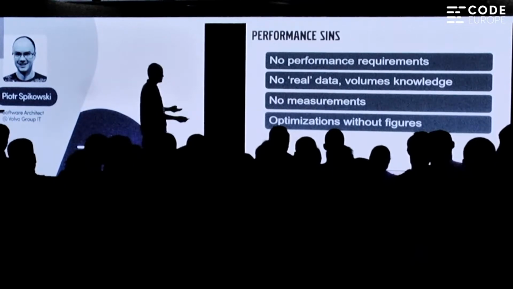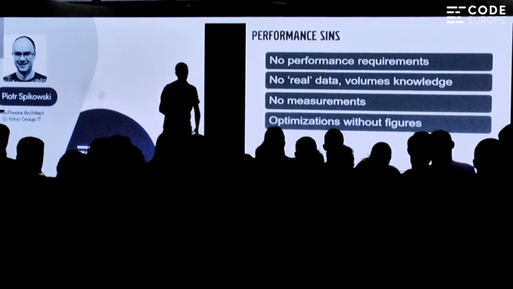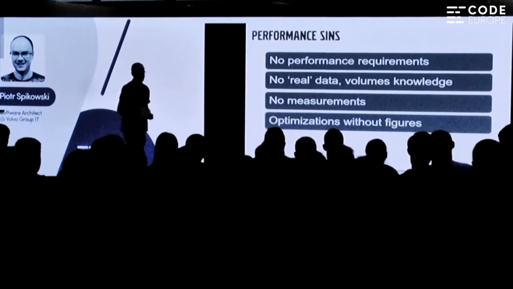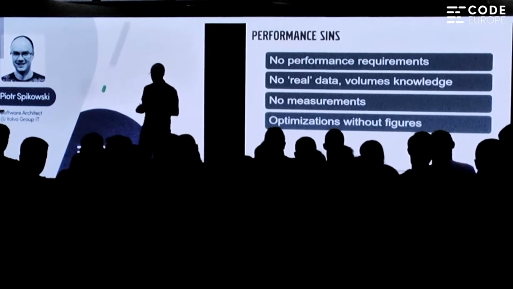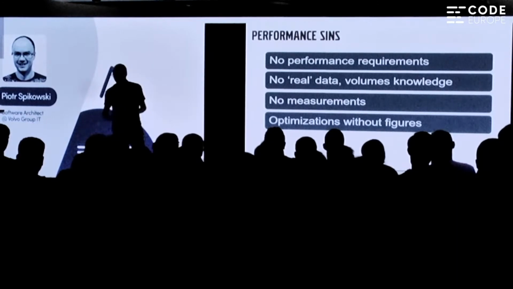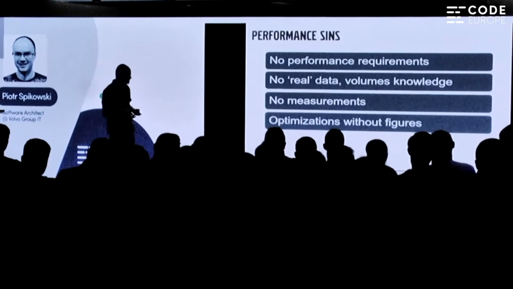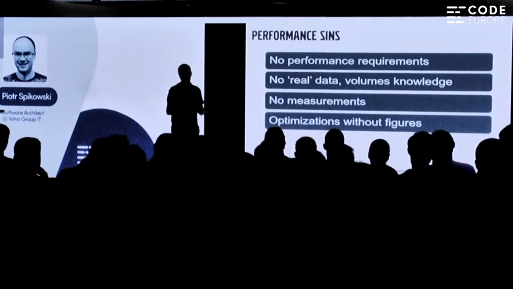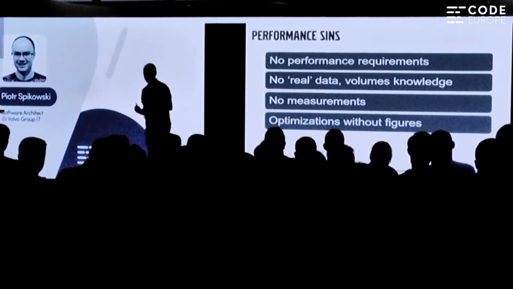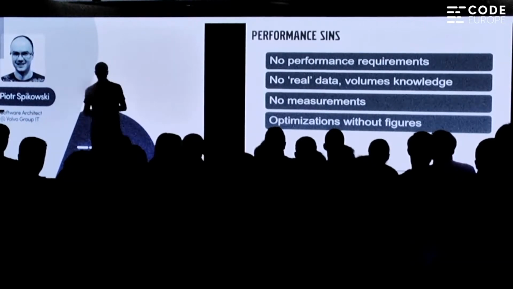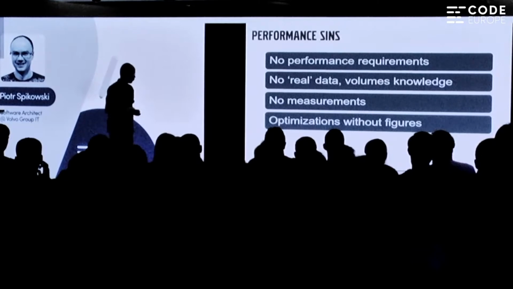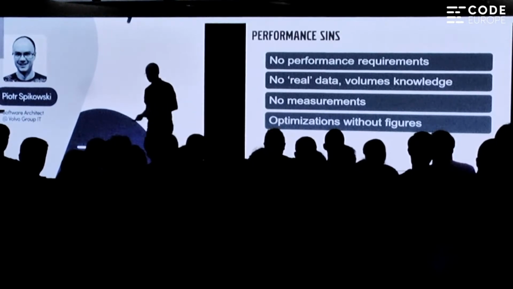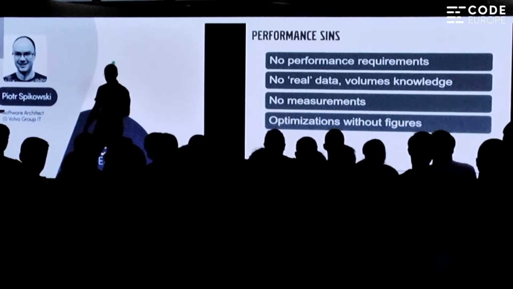The other common sin is optimizations without figures. It's in relation to the previous one, because we as developers, we love coding, of course. We have a tendency to improve our things, our implementation. But imagine two devs speaking to each other in the kitchen, somewhere in your company, and one is saying, well, I have improved my implementation. But is this really improved?